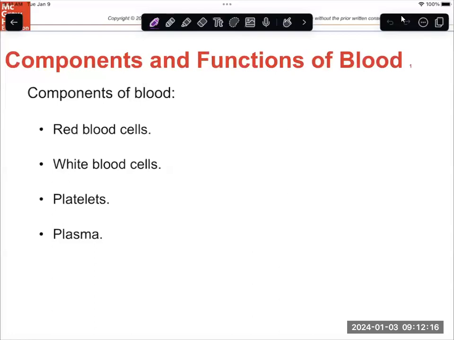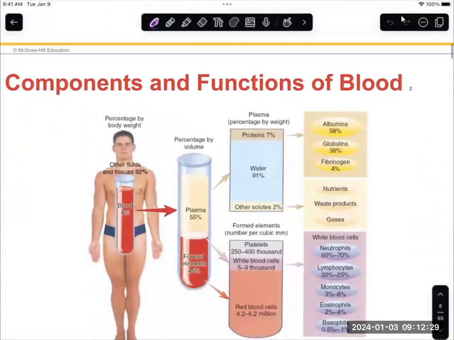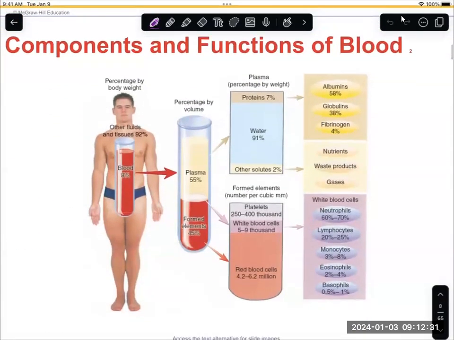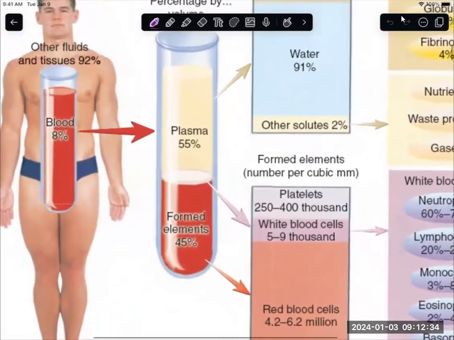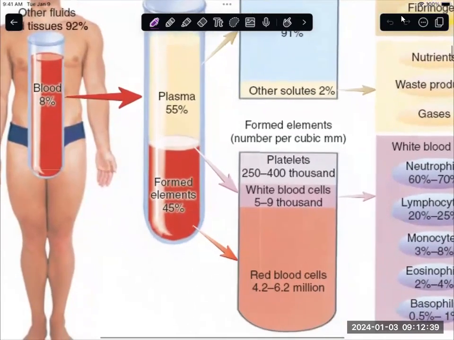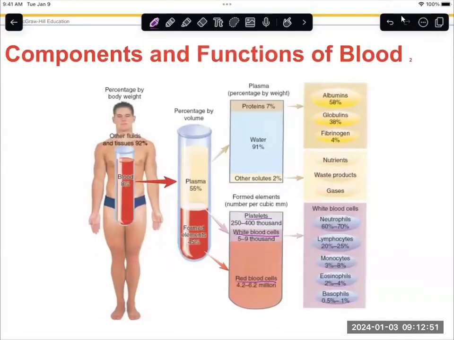Plasma is the remaining material that makes up blood. Kind of a yellowish color. It's about 91% water. So these elements are shown here. We can see these formed elements in here. These formed elements are those red blood cells, those white blood cells, and those platelets. They come from this both red and white area.